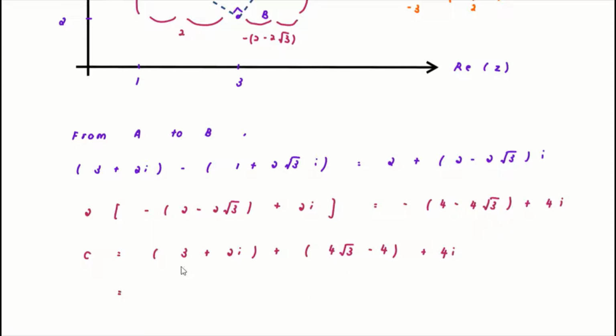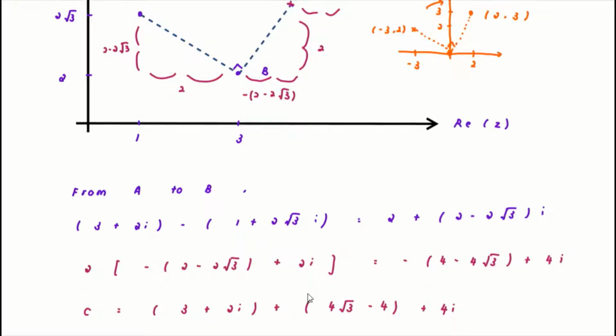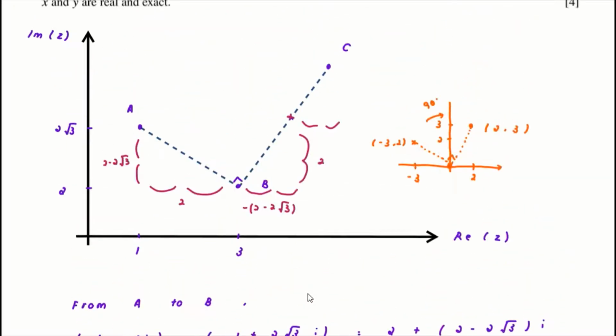Okay, so now let's try to simplify it. So 3 plus 4 square root 3 minus 4. So we have 4 square root 3 minus 1. Okay, and then after that for the i part, what do we have? So 2 plus 4. So we have plus 6i. Okay, so this will be our last answer, 4 square root 3 minus 1 plus 6i. Okay, so this is the position for C. I hope that you can get what I mean.